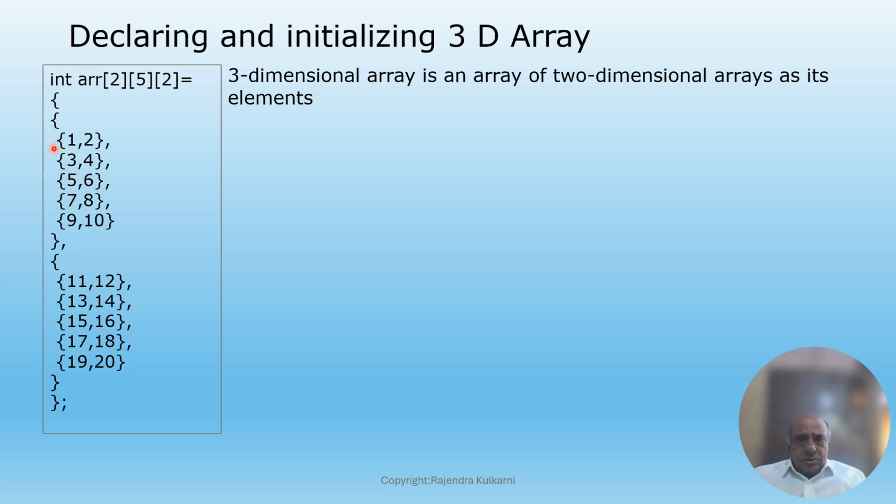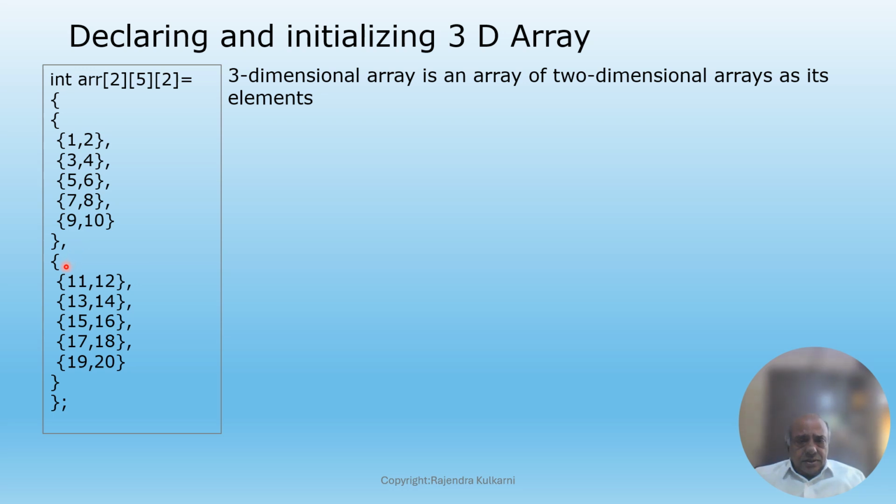So, ARR[0], or the 0th element of the 3D array, is a 2D array consisting of constants of type int: 1, 2, 3, 4, 5, 6, 7, 8, and 9, 10. So this 2D array has 5 1D arrays as its elements, and each 1D array has 2 constants as its elements.